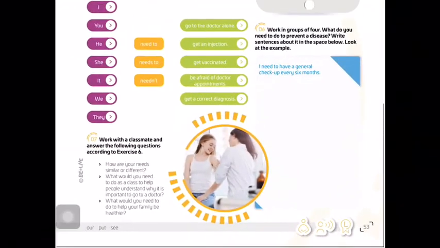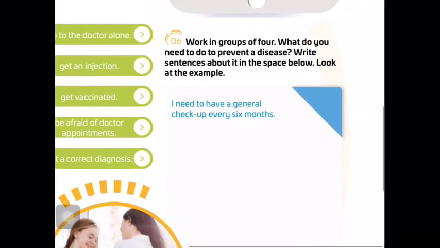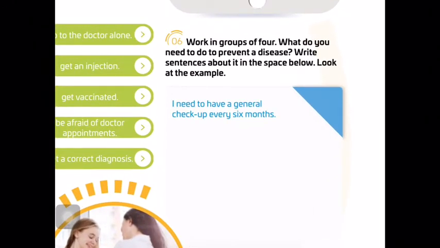Okay? Exercise 6. You have a question. What do you need to do to prevent a disease? Write sentences about it in the space below. Look at the example. I need to have a general checkup every 6 months. So you need to go to the doctor every 6 months if you want to prevent a disease. You have to write some more, okay?